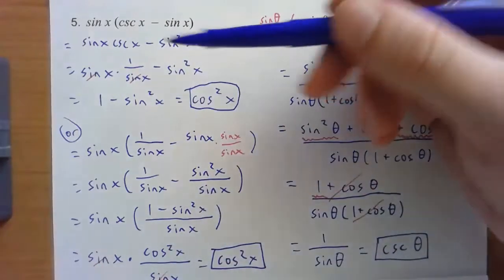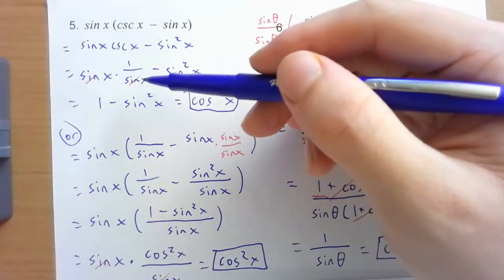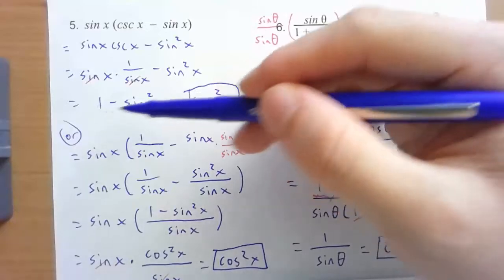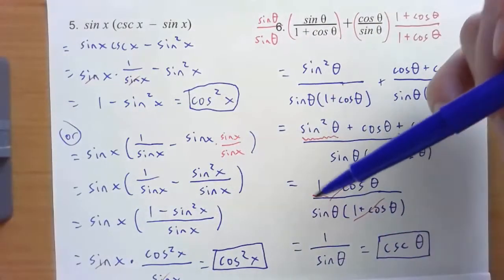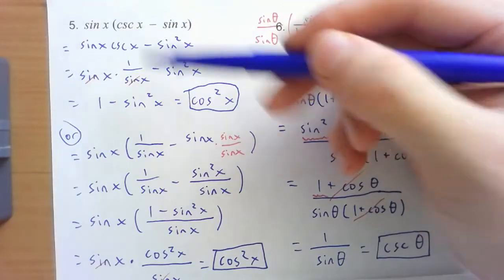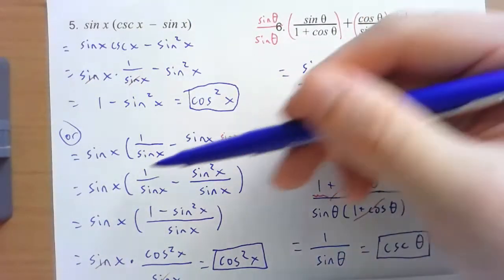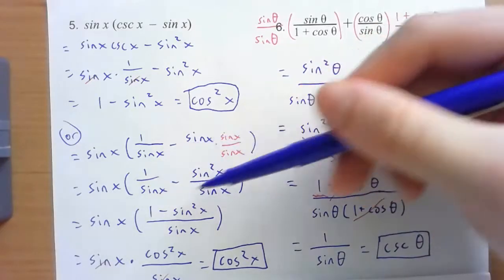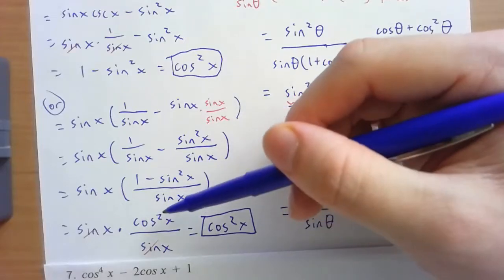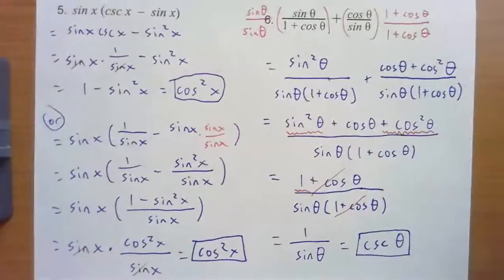So on the first one, one option is to distribute first of all. Change cosecant to 1 over sine. Those sines cancel out, and then you've got a rearranged Pythagorean right there. Another option that people will do is they'll change the cosecant right away to 1 over sine, and then they've got to make common denominators in there, combine those fractions together, and then you've got that rearranged Pythagorean there, and those sines cancel as well.